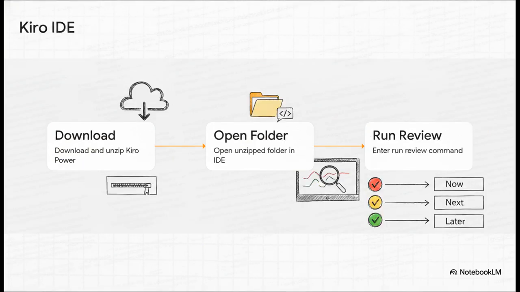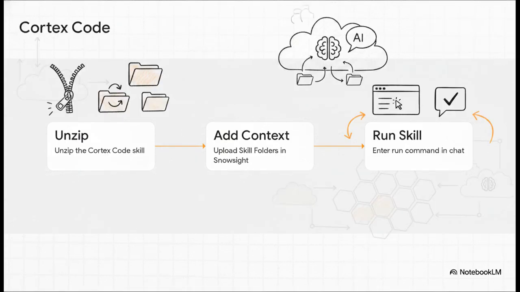Now, if you're a developer who absolutely loves AI assistance, Method 2 is definitely for you. You can run this right inside Kiro, the AI-powered IDE from AWS. You just download and unzip the power, open it up in the Kiro IDE, and simply type "Run a Snowflake and AWS WAF review" right in the chat. It gives you a conversational review, classifying findings as red, yellow, or green, and organizes your recommendations into now, next, and later time horizons.